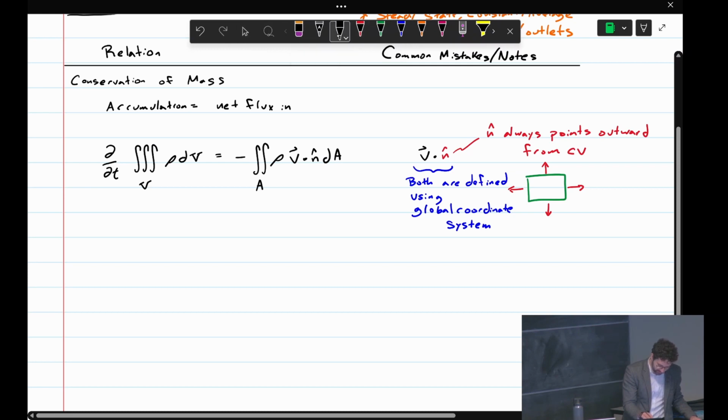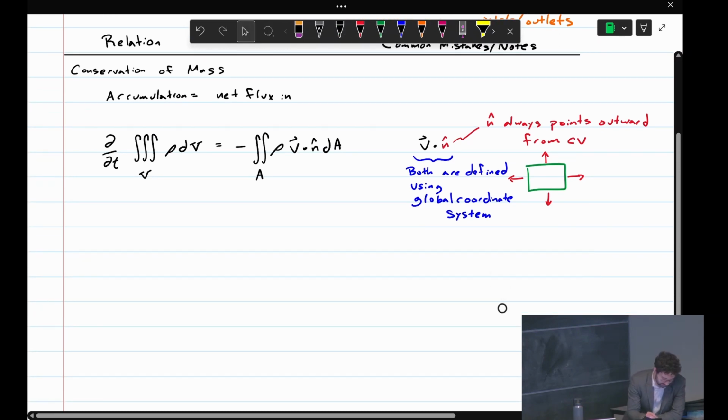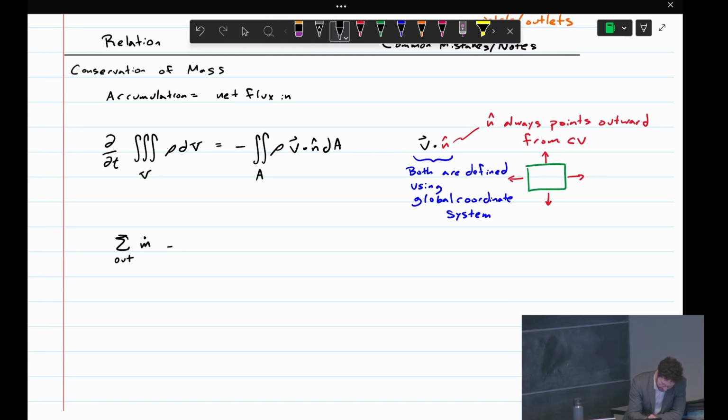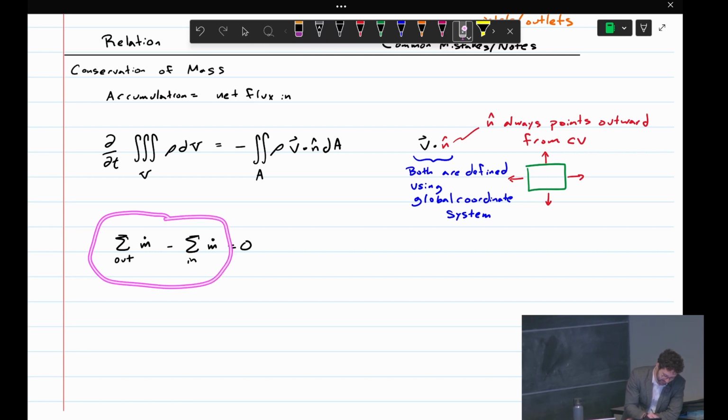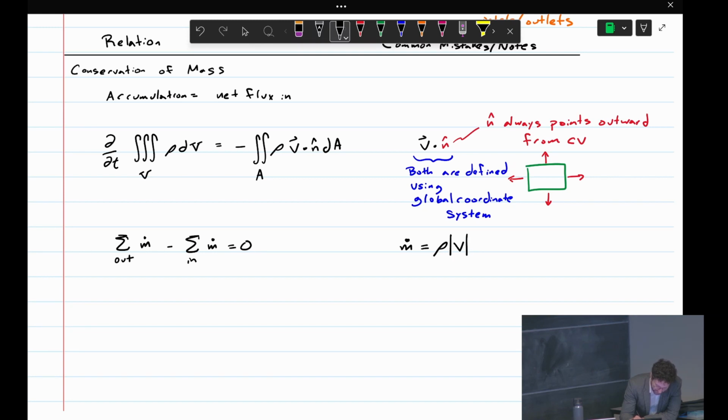So this turns into a much more familiar version of conservation of mass, which is the summation over outlets minus the summation over inlets is equal to zero. The common mistakes with this one, the negatives, the signs, the coordinate system, all that has already been accounted for in this. That's where this negative comes from. So these m dots, you can think of it as rho times the magnitude of the velocity times A.